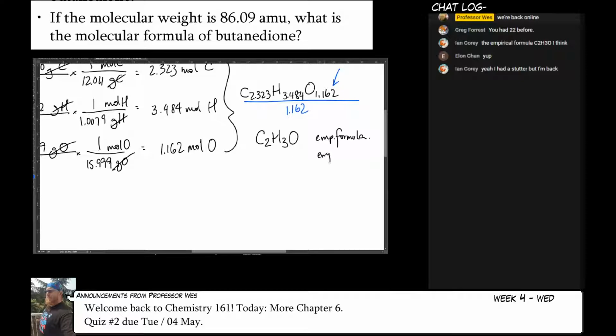So let's find the empirical mass now. And we'll get that by typing it into Lentech. So C2H3O, not 0, 43.04. I can remember that. All right, and so the molecular mass over the empirical mass would be 86.09. Remember, AMU and the grams per mole are the same thing.